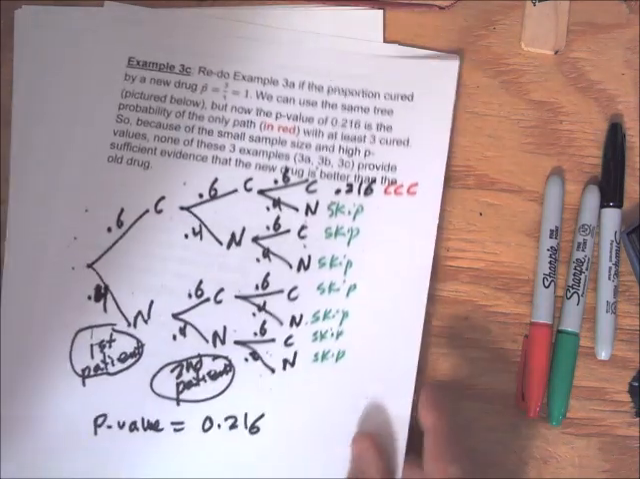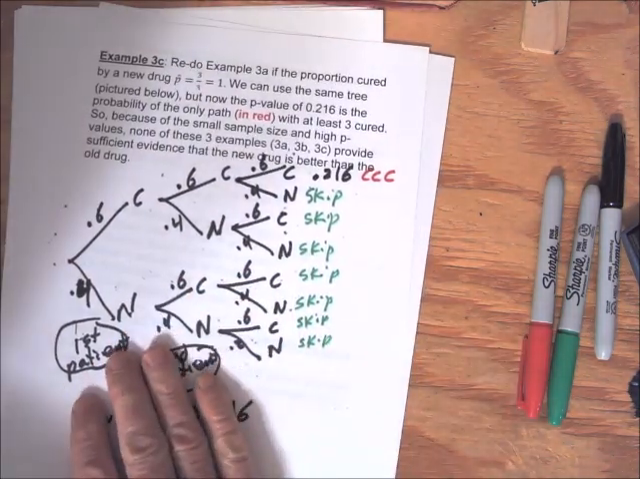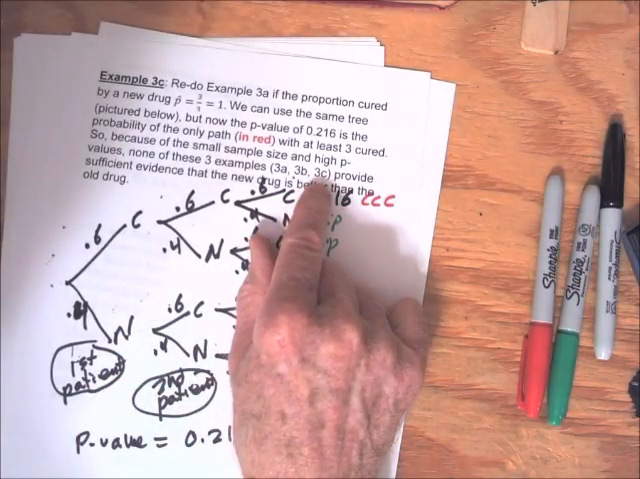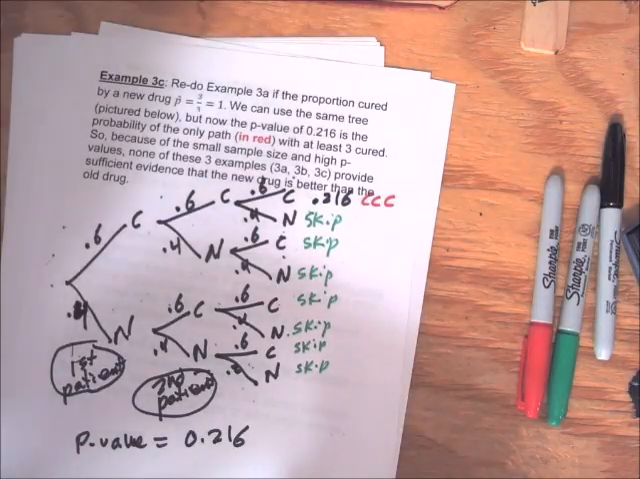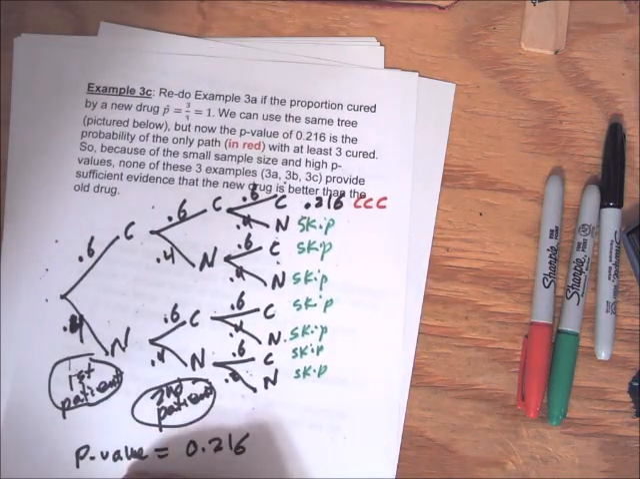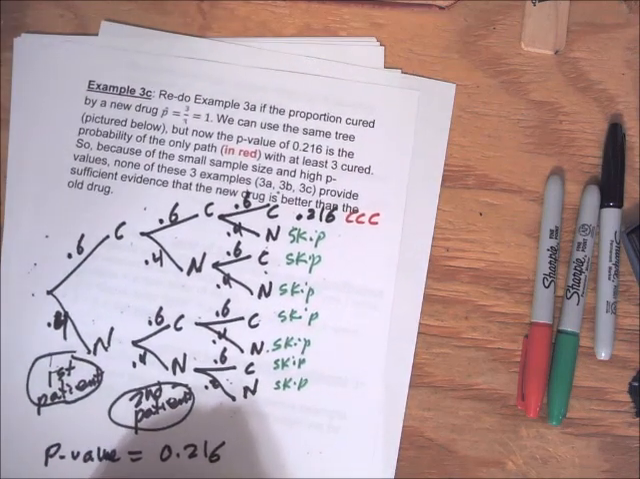Okay, so none of the examples gave strong evidence that the new drug is better than the old. Typically, with small samples, you're not going to get very strong evidence against the null hypothesis.